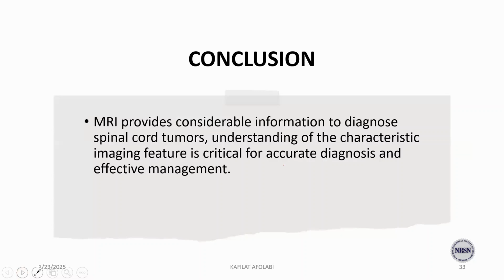In conclusion, MRI provides considerable information to diagnose spinal cord tumor. Understanding of the characteristic imaging findings is critical for accurate diagnosis and effective management.